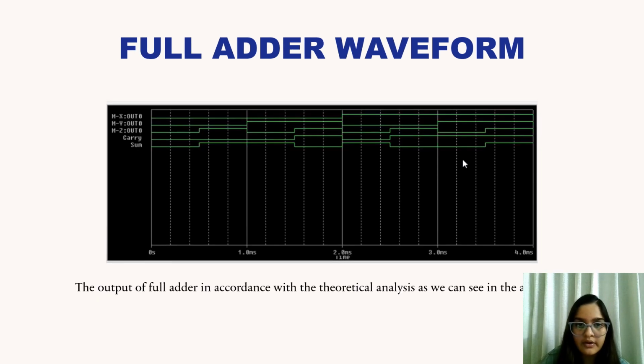This is how the waveform for full adder looks like. There's a spike when the signal is high, else it is a flat line. So both of these represent the truth table of how full adder and half adder functions.